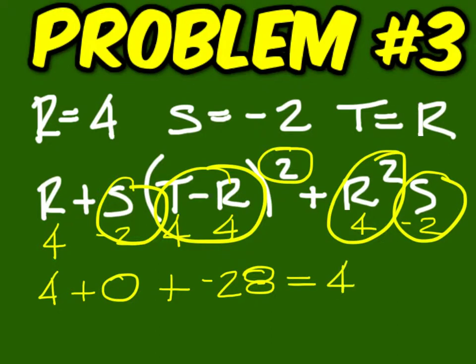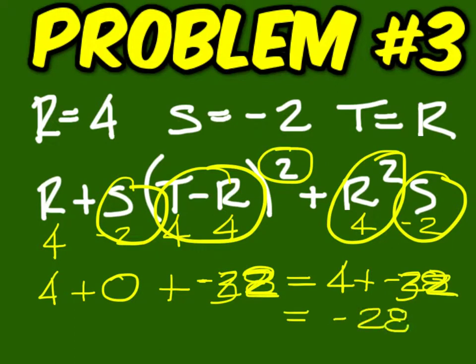So you end up with 4 plus a -28. Not 4 plus a -28. It should be, yeah, it's a -32. Did I say -32? I skipped straight to the answer though. So it's plus a -32. So 4 plus a -32 is going to be a -28.